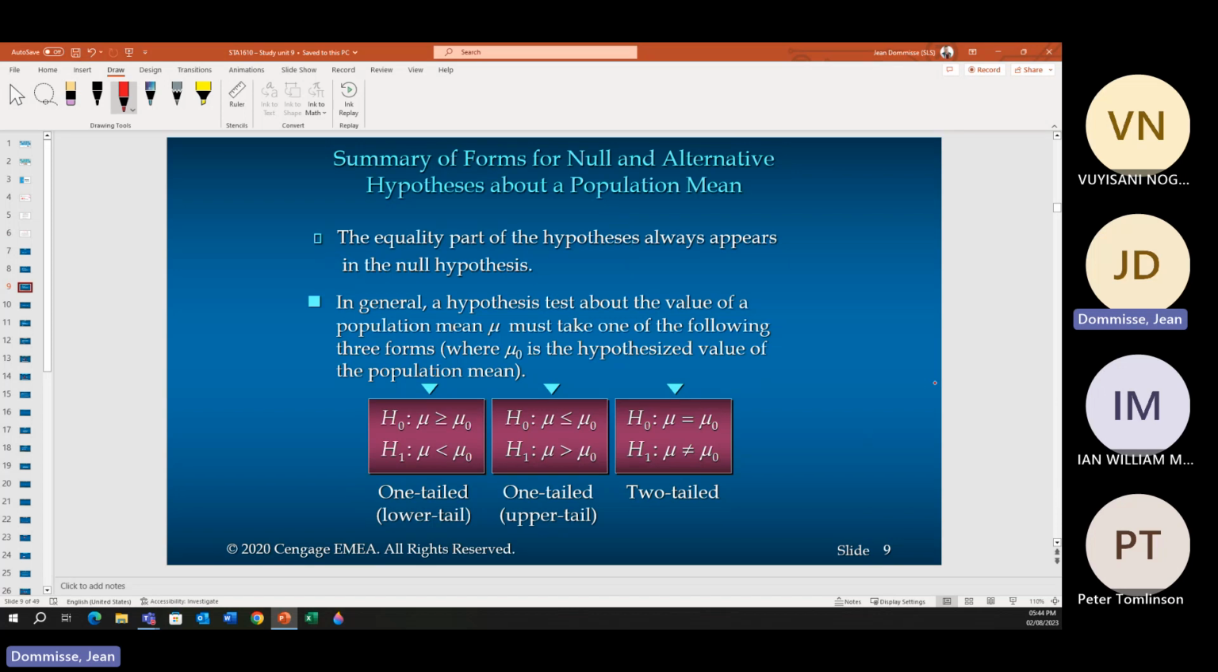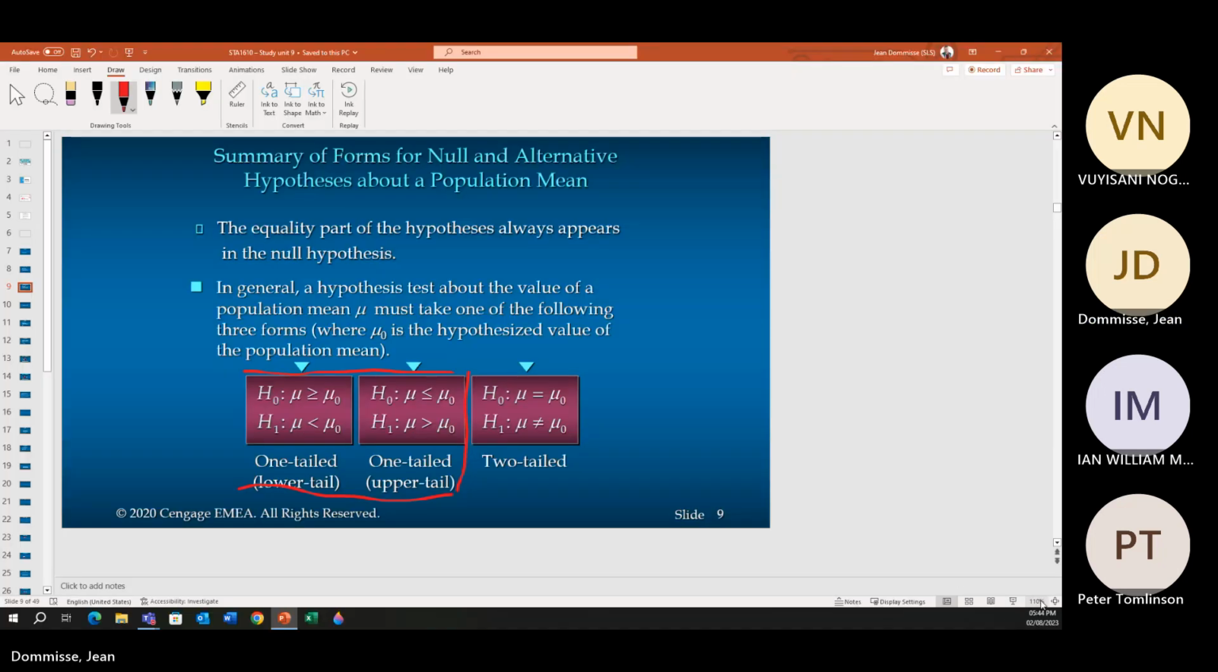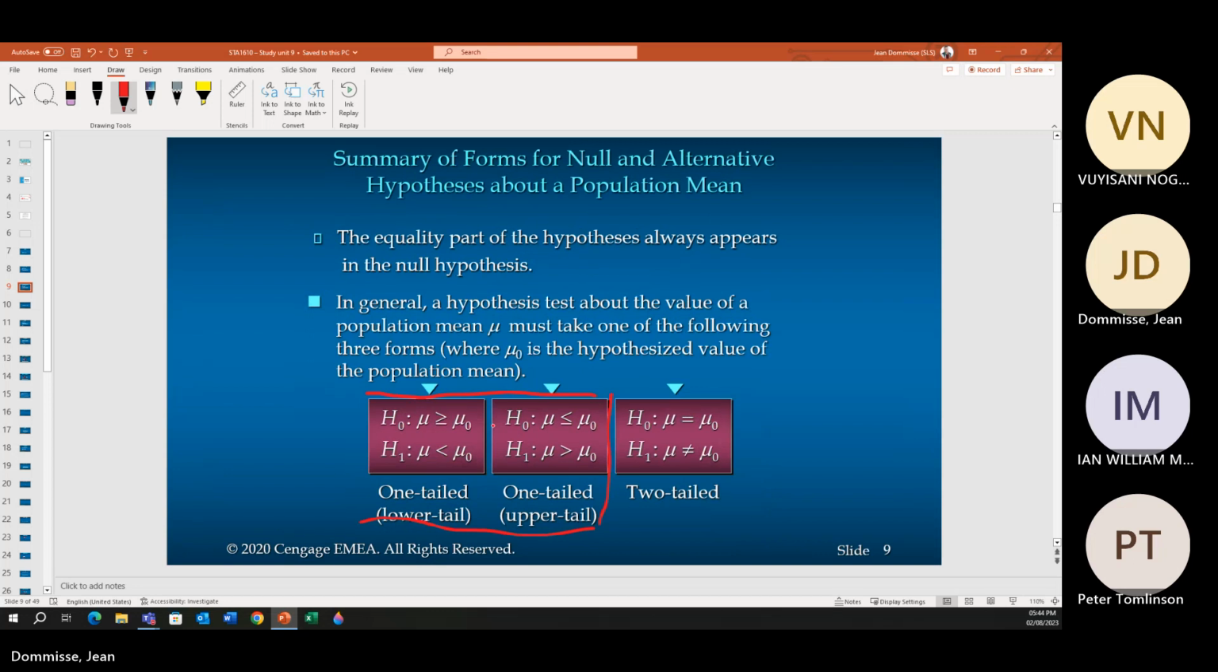Here, I think the important thing for me is that you have your possible one tails, and there's only one possible two tail that you can work with. Okay, so when the null hypothesis is equal and the alternative is not equal, that's the only time we work with a two tail.